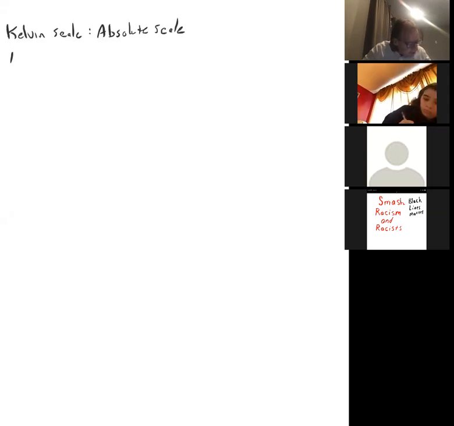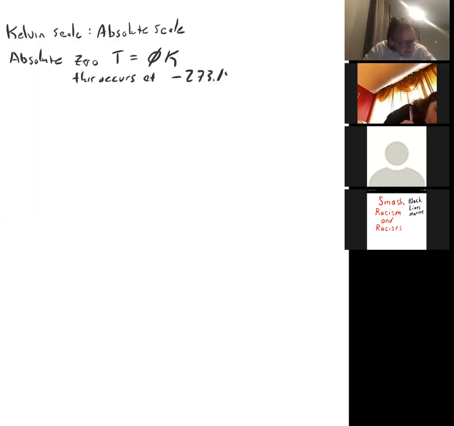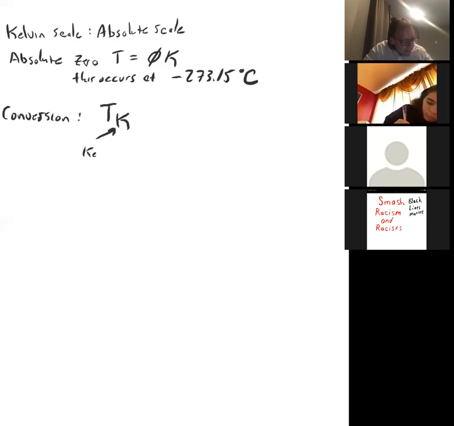And so absolute zero is the temperature equals 0 Kelvin. Okay. So if they say in a problem that it's at absolute zero, what they mean is it's at 0 Kelvin. This occurs at -273.15 degrees C. So what we do is we now have a conversion factor between these two scales. The temperature in Kelvin, I'll put K for Kelvin, is equal to the temperature in Celsius plus 273.15. And this gives us a conversion factor right here, okay?